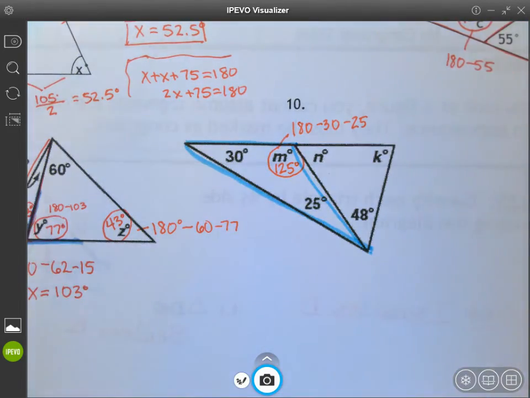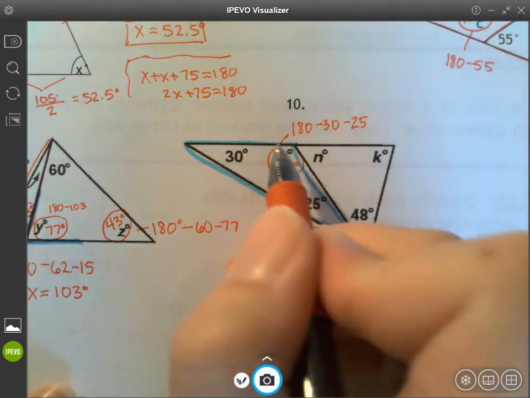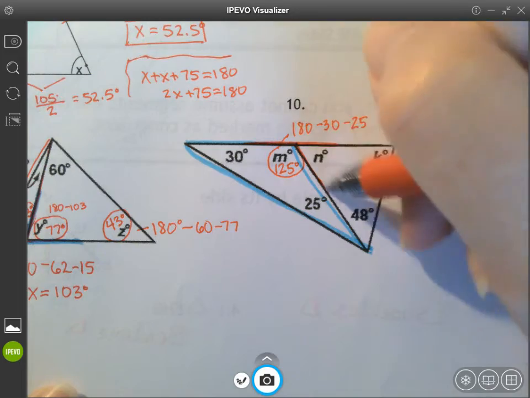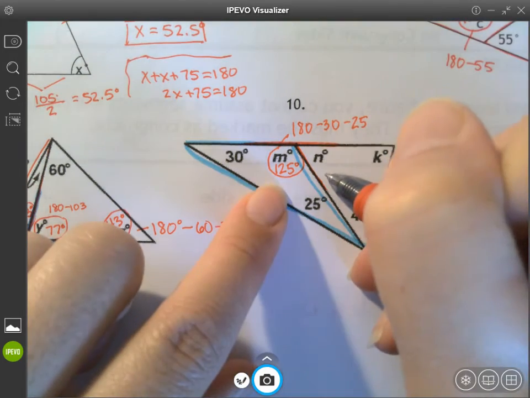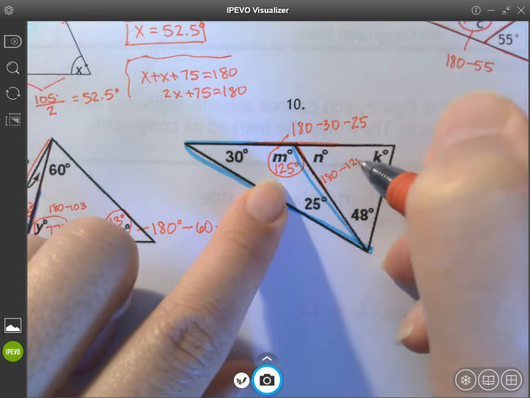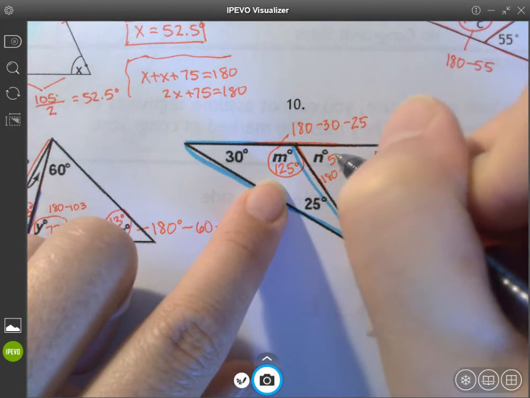Okay, now, do you see that we have a line? So we have that linear pair. So n is going to be found by taking 180 minus the 125, and we should get 55. Do you agree with that?